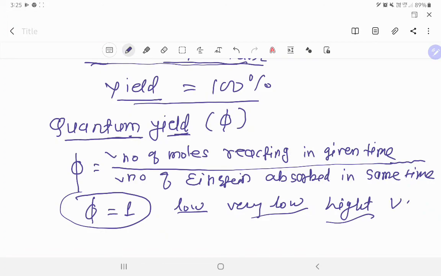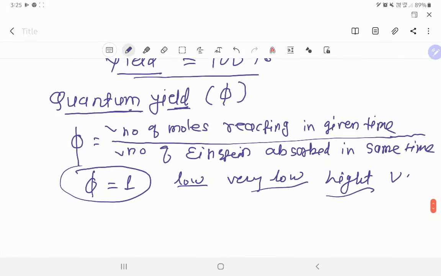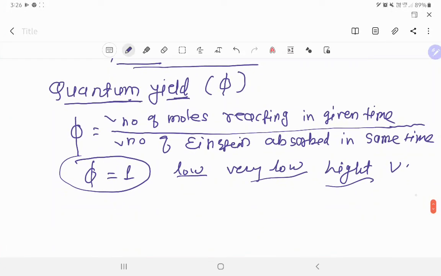A quantum yield equal to 1 is a rare case. In most cases, this quantum yield may be low or may be high. We will see why this quantum yield is very low or very high in the next lecture. Okay, thank you.